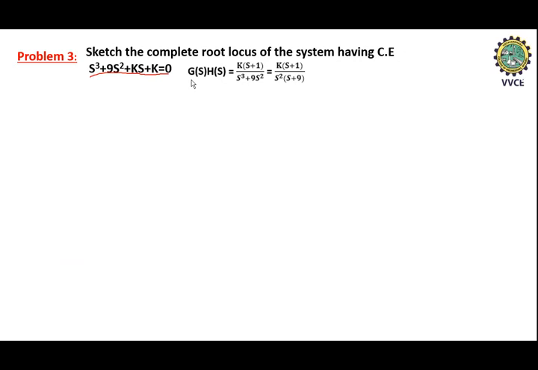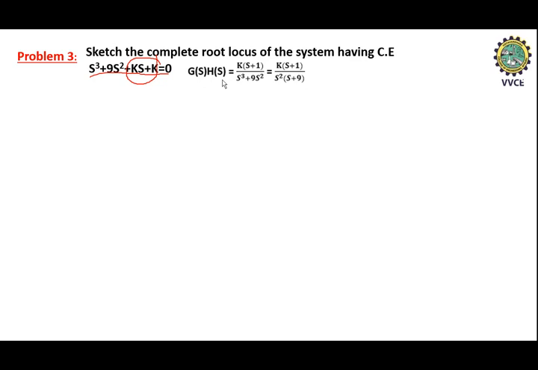The open loop transfer function is G(s)H(s). So here in this term we can take k as a common factor. The remaining value is s plus 1, so k into s plus 1. I'll send this whole term to the right hand side. By using the trial and error method, you can write k into s plus 1 divided by s cube plus 9s square as G(s)H(s).